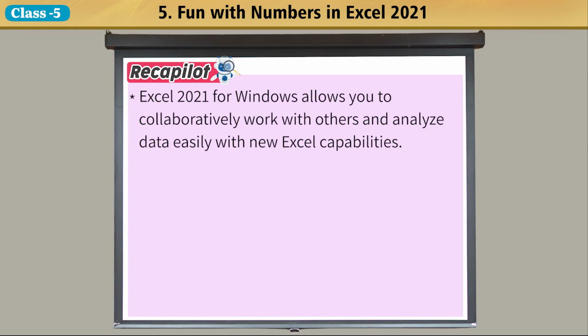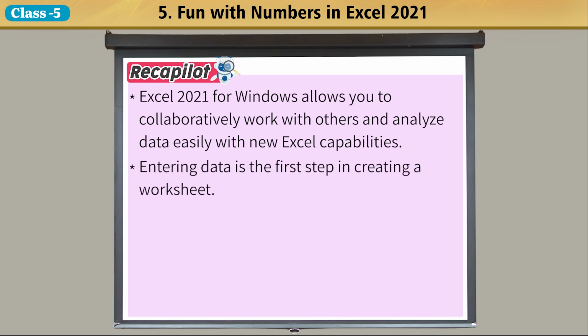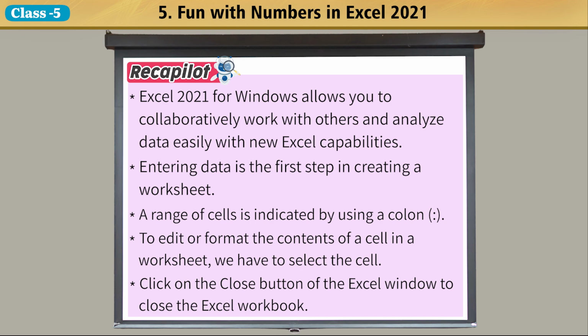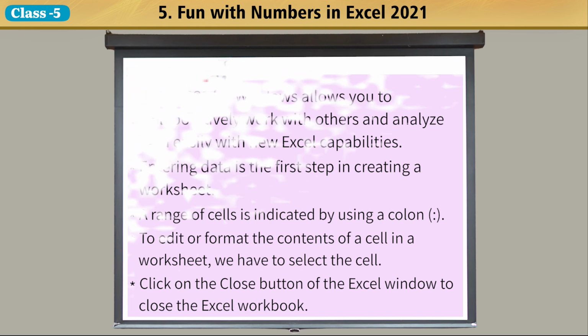Excel 2021 for Windows allows you to collaboratively work with others and analyze data easily with new Excel capabilities. Entering data is the first step in creating a worksheet. A range of cells is indicated by using a colon. To edit or format the contents of a cell in a worksheet, we have to select the cell. Click on the Close button of the Excel window to close the Excel workbook.